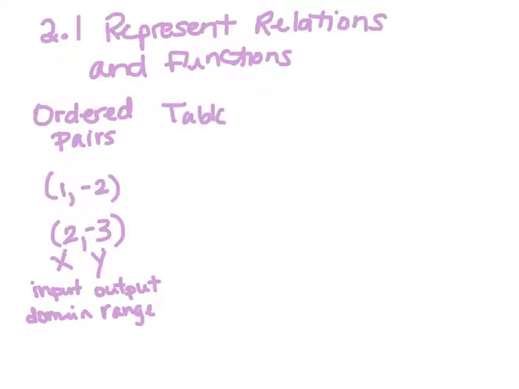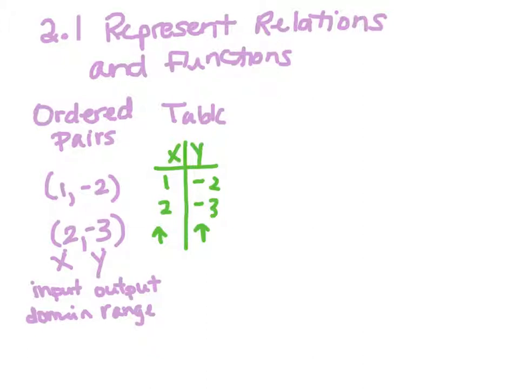So in a table, basically it's like a T-chart is what I always call these. So we have the same thing, like, I'm going to make that a 1. So we'd have like 1, -2, and then 2, -3. Very similar to what the ordered pair looks like, except it's in table form. And again, these 1s and 2s are the x's, the -2 and -3 are the y's. These guys are the inputs, these guys are the outputs. The x's represent the domain, the y's represent the range.